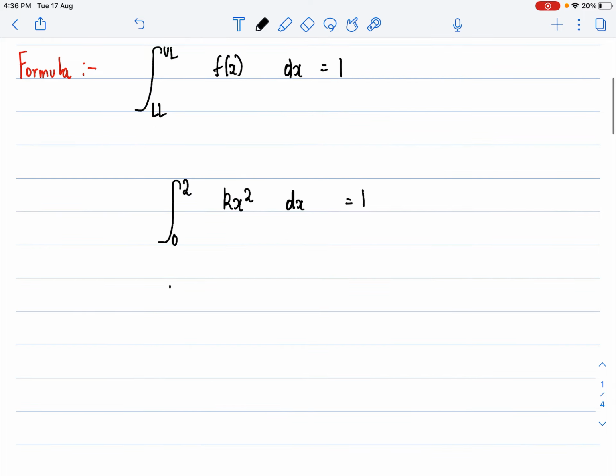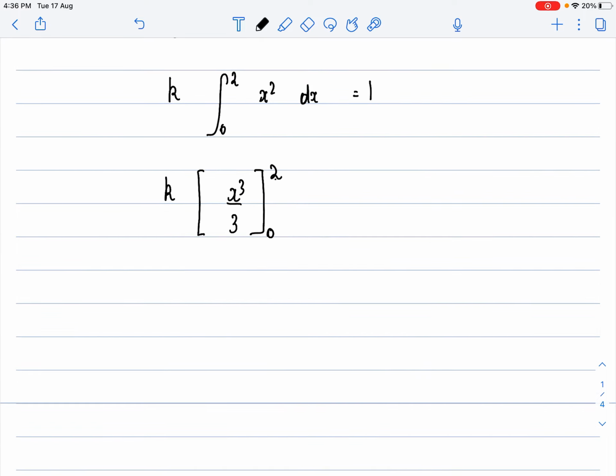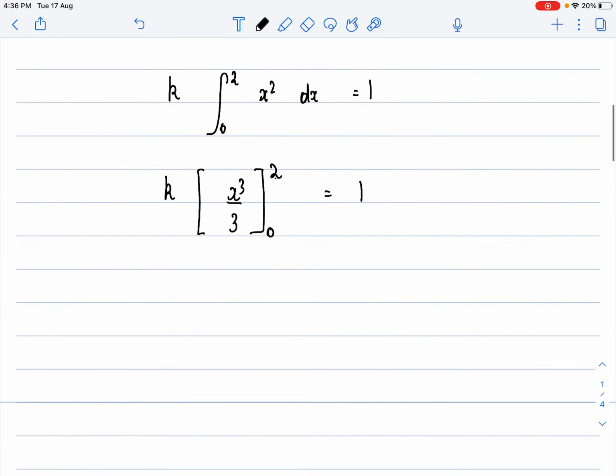Now I can write this as k into the integration from 0 to 2 with x square dx, which is equal to 1. Now you can write this as k into the integration of x square, which is x cube over 3, correct? For this chapter you need to be very strong with your integration also. It's very important to know the chapter of integration, as this full chapter is based on integration, because integration is an area function. And here you are calculating the area for the probability, correct?